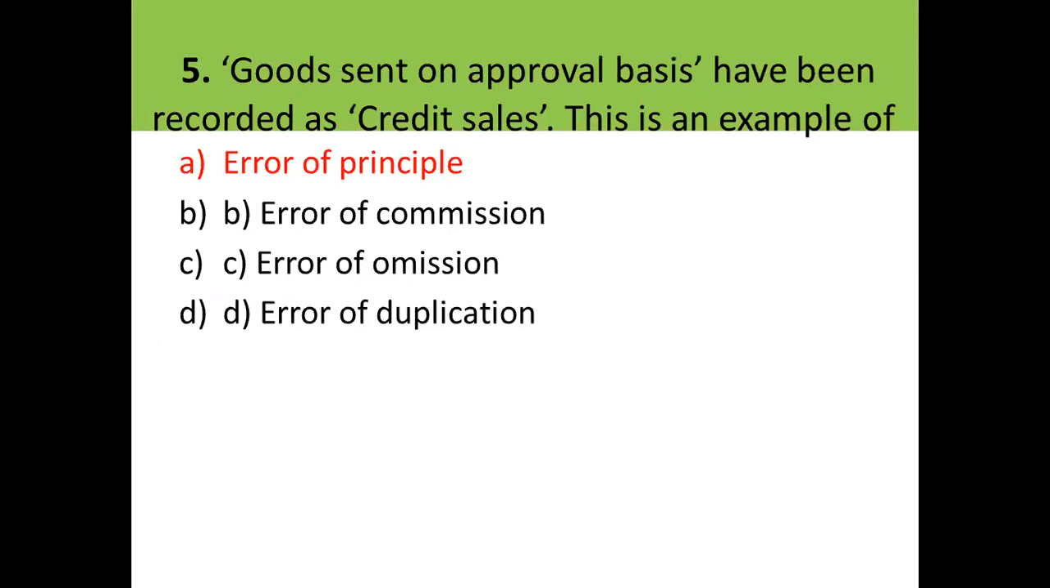Now, next question. Goods sent on approval basis have been recorded as credit sales. This is an example of error of principles. We have sent goods for approval, and instead of recording goods sent for approval, we recorded a credit sale. This is an error of principles.